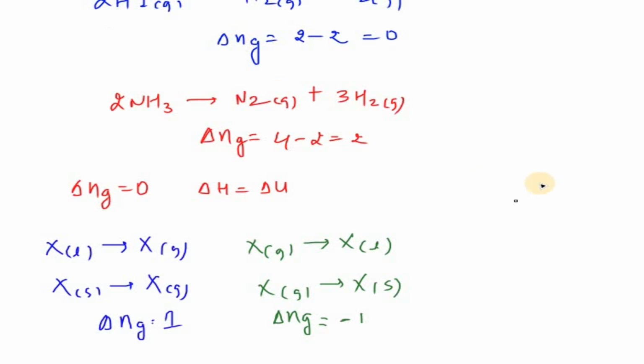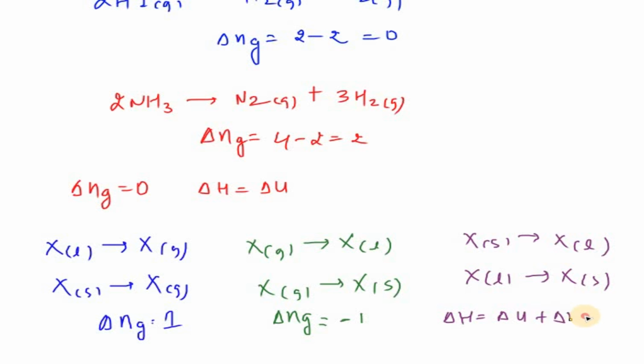Now if we see a different case where X in solid state is going into X in liquid state, and X in liquid state is going into X in solid state, here we cannot use delta H equals delta U plus delta Ng RT. This equation can never be used here. Why? Because first of all we have to consider the equation H equals U plus PV, which is valid for all. Now we used PV equals nRT over here. We have replaced PV with nRT.